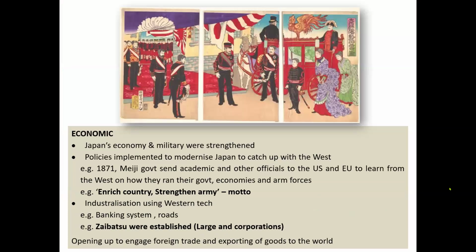Now, economically, Japan's economy and military was strengthened. There were a lot of policies to modernize Japan. So this is a time where I told you about modernization, right? They went to learn in the US or in Europe. They wanted to see how big societies, big countries, big powers run their government. And they even came up with a motto: enrich country, strengthen army. There was a lot of industrialization, there was a banking system, and this was the beginning of the Zaibatsus, which were large corporations, and they were opening up Japan to engage in foreign trade, exporting goods to the world. So Japan has technically entered, I would say, the global world during this time.